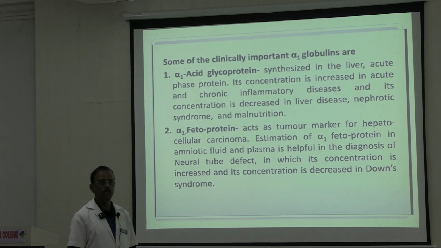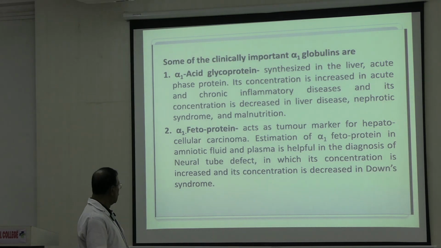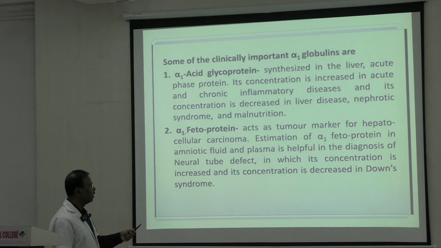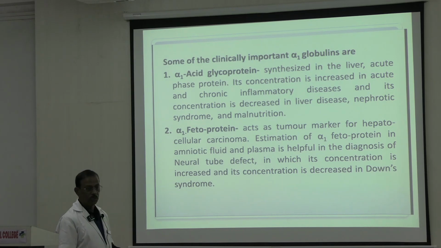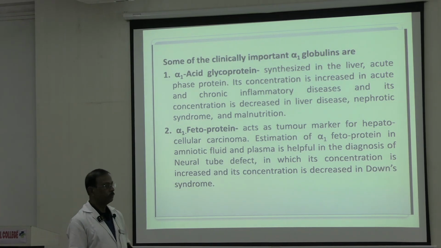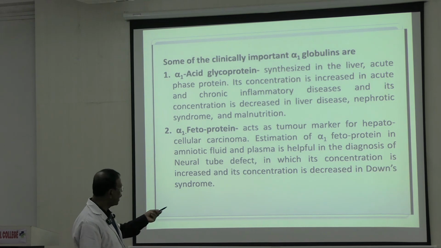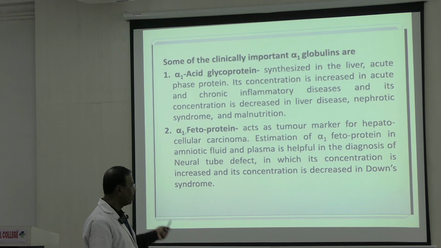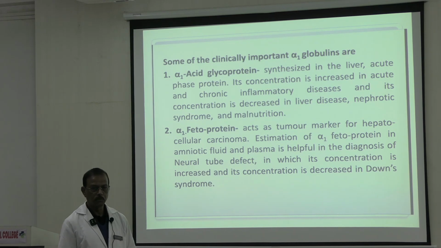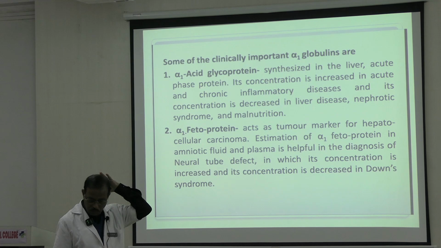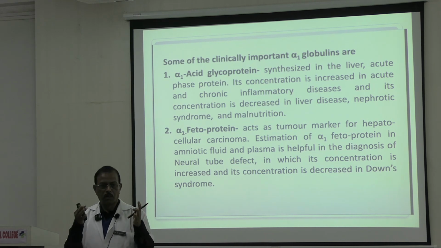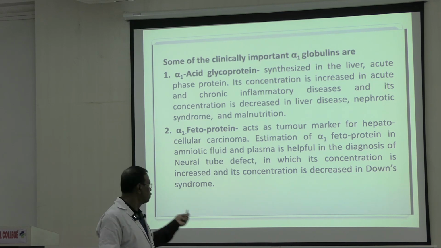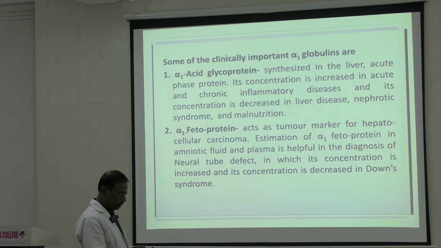Alpha fetoprotein, very important. This is a tumor marker. It acts as a tumor marker for hepatocellular carcinoma. Estimation of alpha fetoprotein in amniotic fluid and plasma is helpful in diagnosis of neural tube defect and Down syndrome. Down syndrome is a genetic disorder. You have seen some babies who have some tumor-like thing here since their birth. You might have seen, but it is due to neural tube defect.